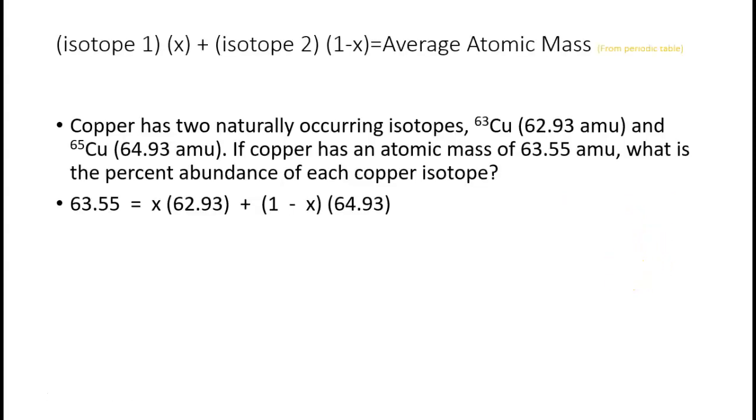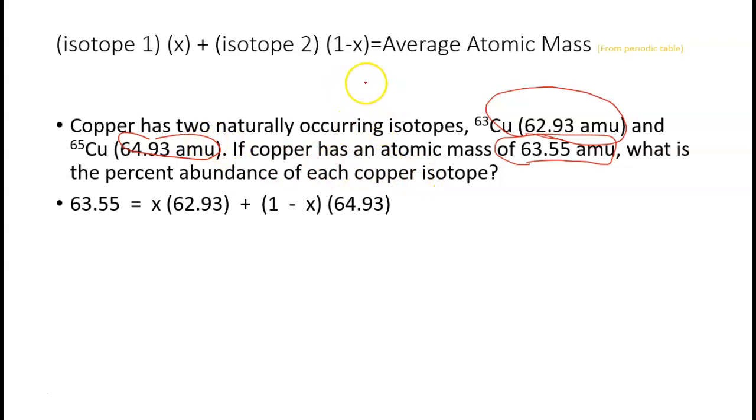Okay, so if we have copper, it has 2 naturally occurring isotopes: 63, which is 62.93 AMU. Always use the one with the decimal, if it has a decimal. Okay, so we're going to use this one. And it has a 65, which is 64.93 AMU. If copper has an atomic mass from the periodic table of 63.55 AMU, what is the percent abundance of each copper isotope?